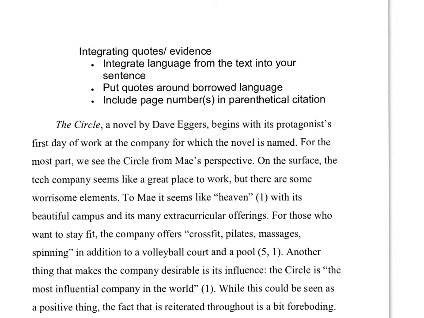Okay, so the second part of this now is the integrating quotes and evidence part. So there's a few basic principles we want to look at here. The first thing is I do want you to try to integrate language from the text into your own sentence wherever possible. Well, what do I mean by that? Well, let's look at some examples in this paragraph. So if we look at the sentence, "To Mae it seemed like heaven," the word heaven, the emphasis is being put that this is a direct quote from the text, and that is integrated into the sentence itself.